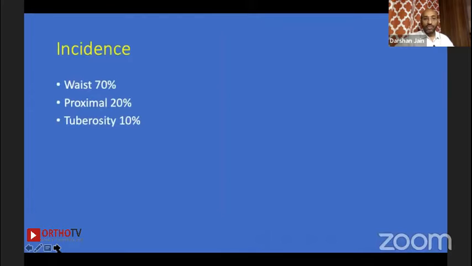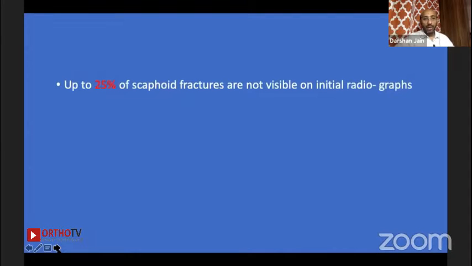What is the incidence of these fractures? Almost waist is 40%, proximal pole 20%, tuberosity is 10%. Up to 25% of the scaphoid fractures are not visible on initial radiographs. This is really an alarming thing.